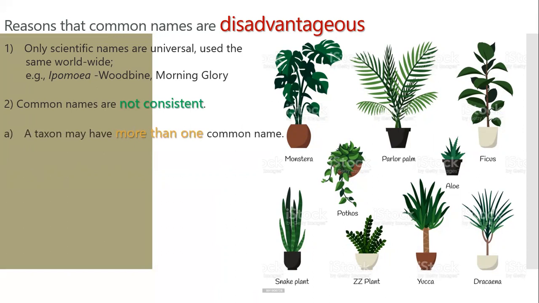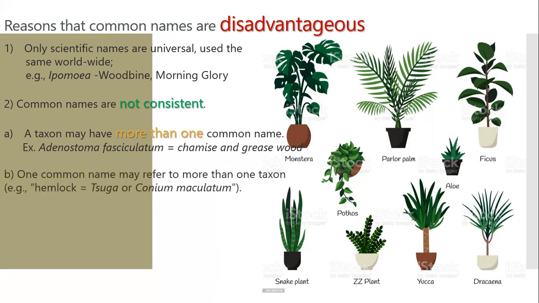In one instance or situation, one taxon may bear more than one common name, and this often varies in different regions. An example of this is Adenostoma fasciculatum, which in some other places is called chamise and greasewood. That's the common name.